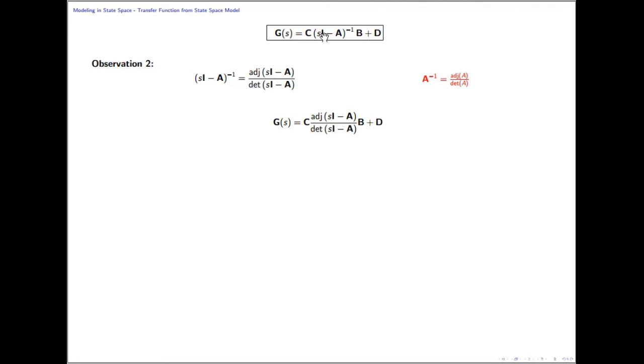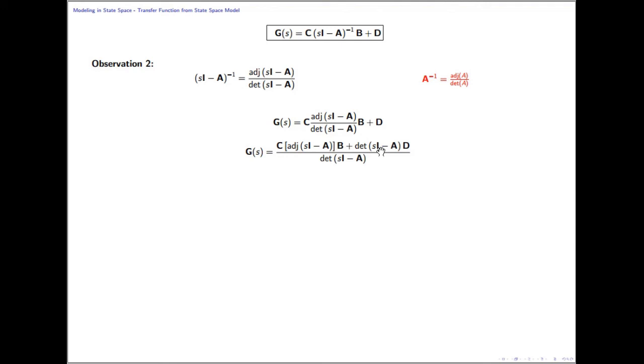So if I replace this term with this inverse term, this is what I will get. I can do a little modification. That is, I just combine these two terms. This determinant of SI minus A will go here and I will get a common denominator, determinant of SI minus A. Okay. So in the numerator, what is there is a matrix C multiplied by another matrix, which is nothing but the adjoint of this matrix into B. So this is going to be a matrix. And of course, there will be an S term in this matrix. So if I multiply all these matrices, all the elements within the matrix will have an S term.